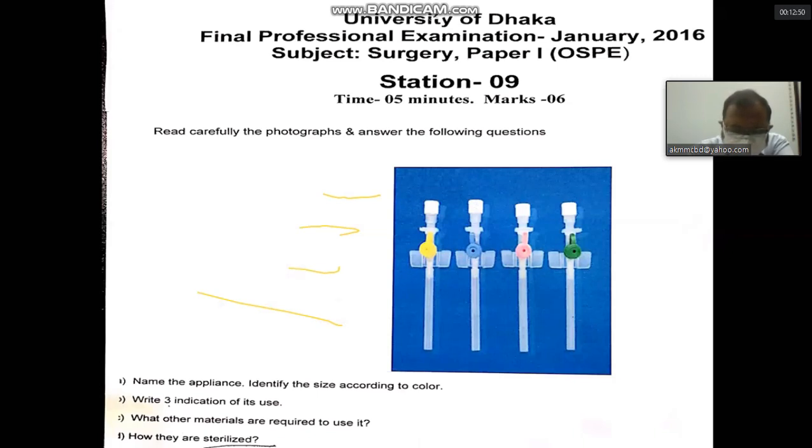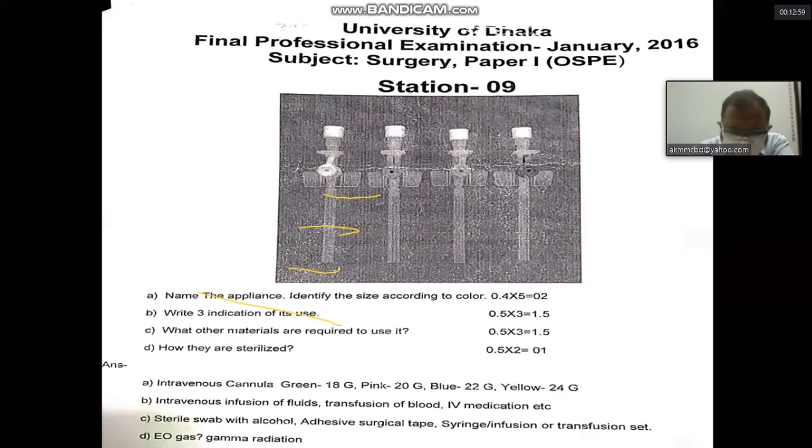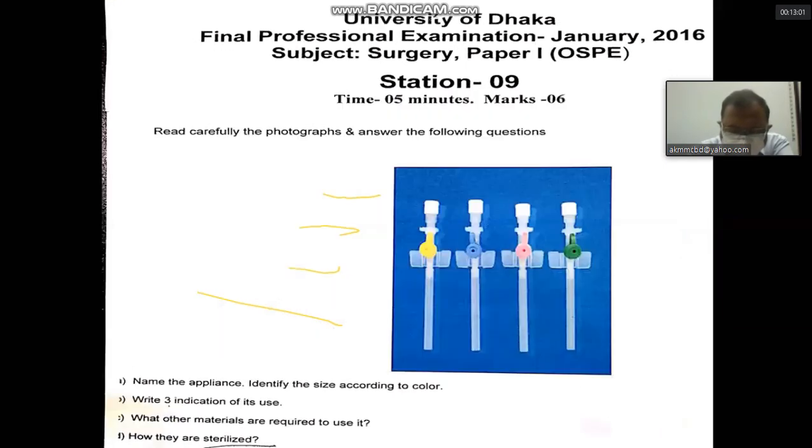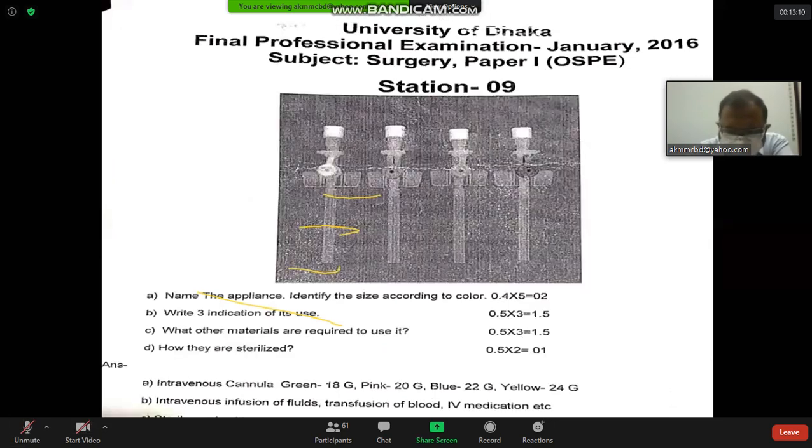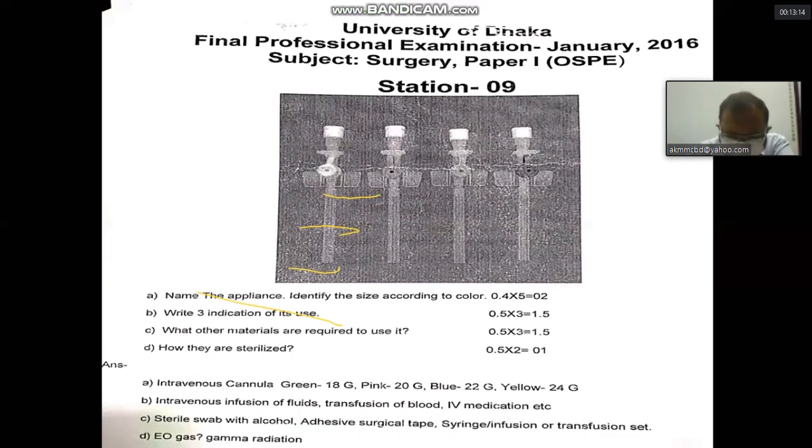See the questions. Name the appliance, identify the size according to color. These are the IV cannula or intravenous cannula. And you have to write down the size according to the color. Number green, what is the number? Very good. So the other one is 18G. You have to write down the 18G, not 18 only. If you write down the 18 only, you will not get the proper mark.